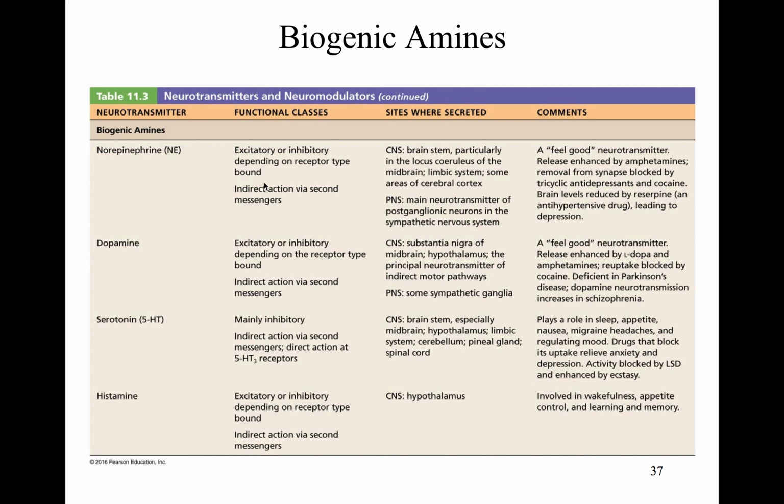Once again, you do not need to know all of the information presented in these tables. You just need to know the information that I'm presenting to you about each individual neurotransmitter.